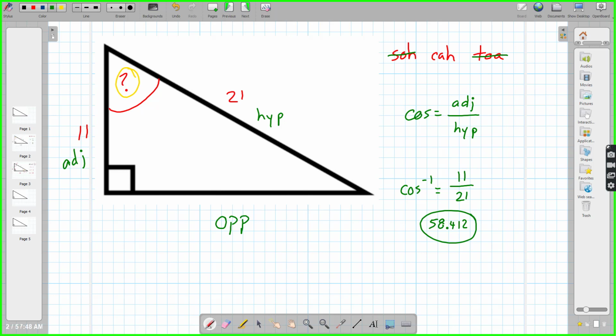Right, so you can see SOHCAHTOA has a lot of practical applications to it. It's not just about determining lengths of sides, although we can, right? But we can also determine the angle size.